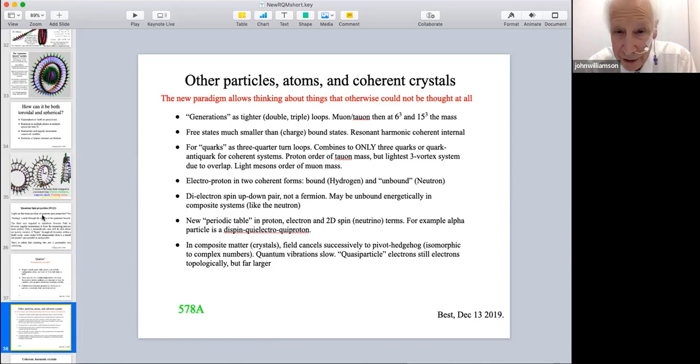Right, what about other particles, atoms, and coherent crystals? Well, the new paradigm allows thinking about things that you otherwise couldn't think about at all. So the generations I talked about last time: the reason for the generations is that if you've looped something from a photon, which is going linearly, and you twisted it around so it bites its own tail, so you end up with something like this, then that thing itself, if it's moving, again looks like a rotating object. What I can do with that is make it bite its own tail again. I can do a rotation of a rotation.